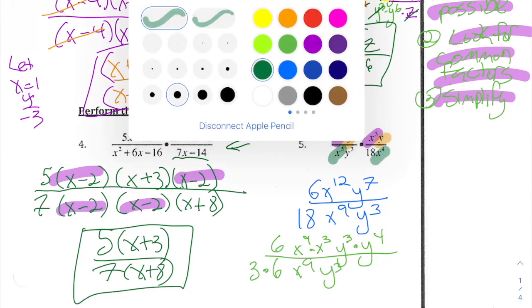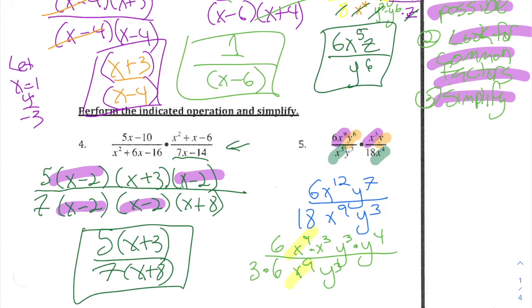And now look at your common factors. I have an x to the ninth with an x to the ninth. I have a 6 with a 6. I have a y to the third with a y to the third. And so all I do is I reduce or divide these common factors. 6 divided by 6 is 1. x to the ninth divided by x to the ninth is 1. And y to the third divided by y to the third is 1. And what's remaining is x to the third, y to the fourth, all over 3.